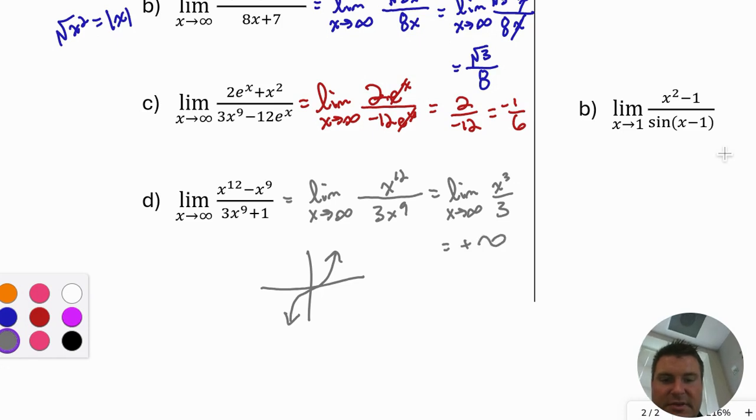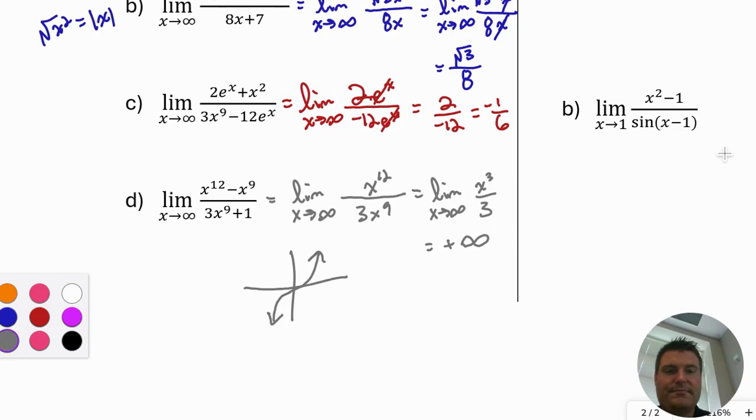So it really helps to know what these graphs look like. Or you can just think about plugging in a large positive number, and since it's being cubed, it's just going to make it even larger. So it makes sense that it goes to infinity because our term on the top is larger.